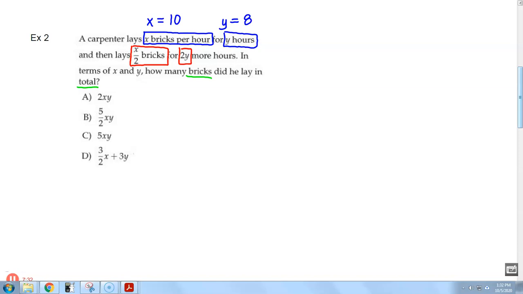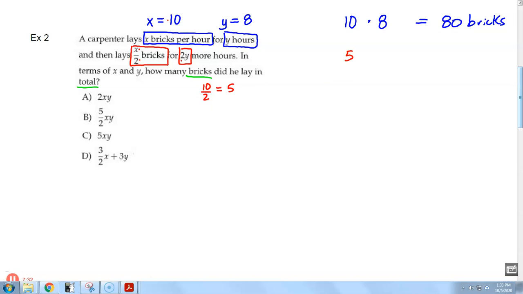So I've chosen an X, I've chosen a Y. And if I want to figure out how many bricks I did during that session, well, if I did 10 bricks per hour times 8 hours, that would give me a total of 80 bricks that day. All right? Well, then the next time, I'm laying X divided by 2 bricks. Well, I chose X to be 10. So 10 divided by 2 bricks would be 5 bricks. So I'm doing 5 bricks.